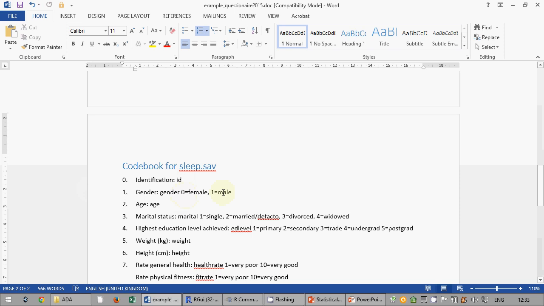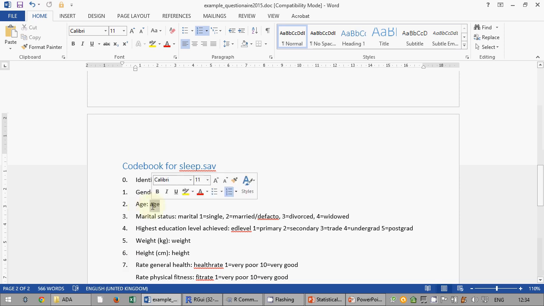Gender: 0 female, 1 male. You can ask me, why do we use a number? This is the name of the variable, gender, the variable that we will use inside the computer, and this is the coding. Can't we use simply female and male? Yes, but many statistical programs prefer that you code things with a number and then you attach a label. So many statistical programs prefer this way of coding things.